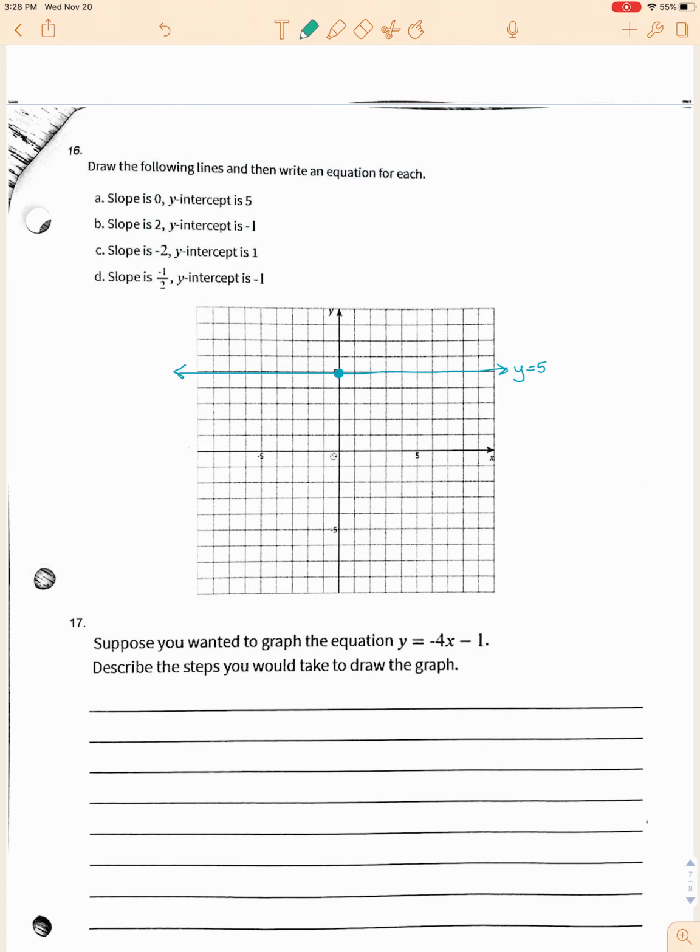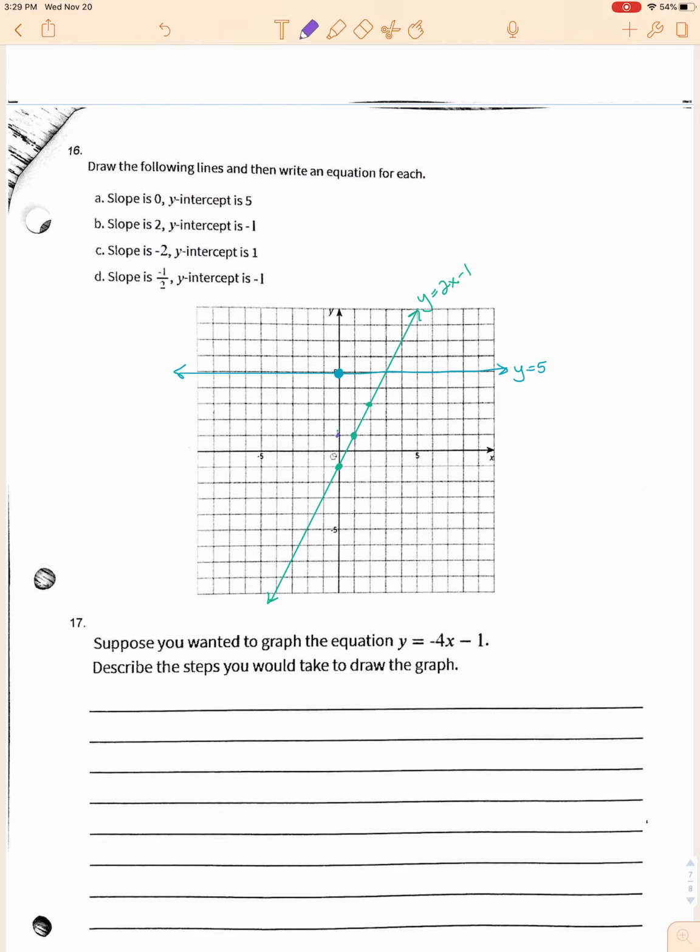So number 2 or B, I have a y-intercept of negative 1. My slope is 2. Up 2 over 1. Do it again. Up 2 over 1. Make sure it extends all the way out, and you put arrows on the end. So this would be y equals 2x minus 1.